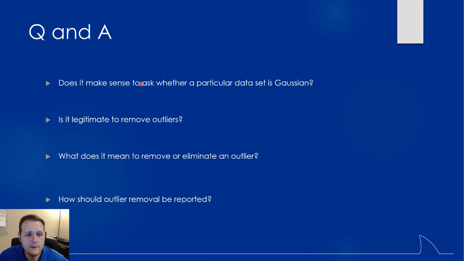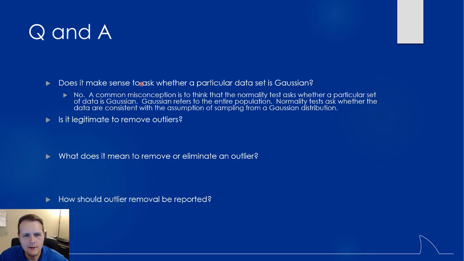So just a few questions here to kind of round things out. Does it make sense to ask whether a particular data set is Gaussian? Not in particular. It's kind of a misconception that when you're running a normality test, it's asking whether your data set is Gaussian. Gaussian is really referring to a random sampling out of the population, right? The normality tests are just trying to tell us, is the data that we have consistent with the idea that our sampling came from a Gaussian distribution or not, right? So a little bit of a delineation there.